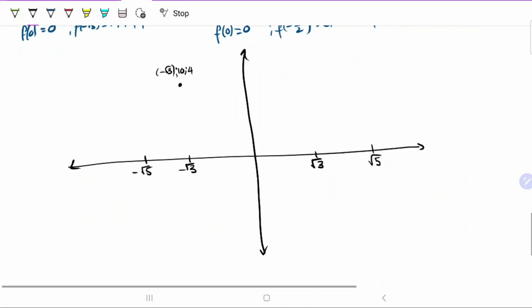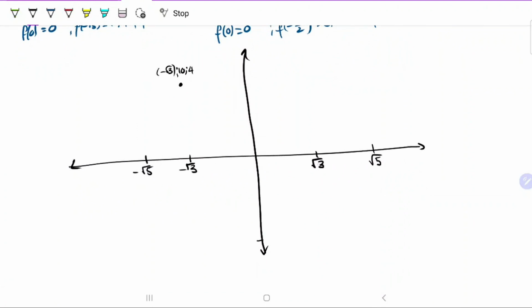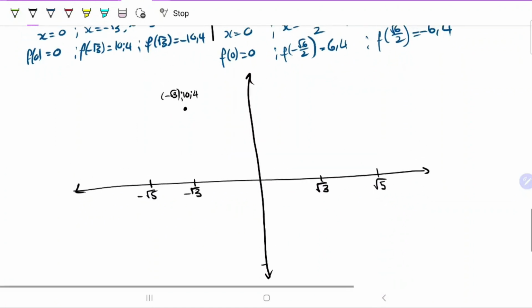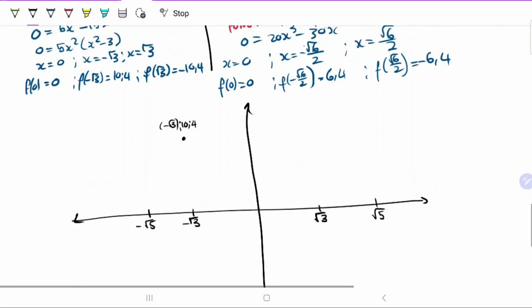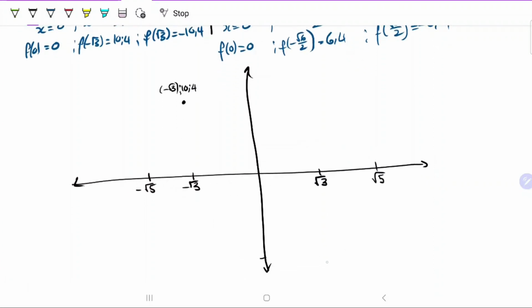And then we also know that at this other point here, which is a turning point, this is a local max from what we've just identified. This will be a local minimum. This is also going to be minus 10.4, just an approximation of that. And this will be root 3, which is quite important for us to know.